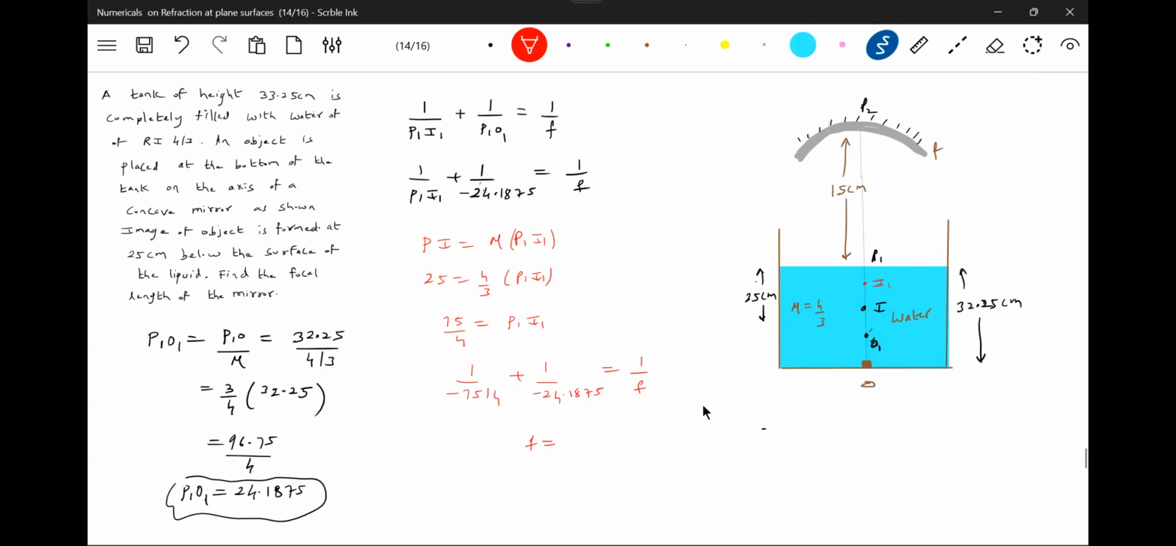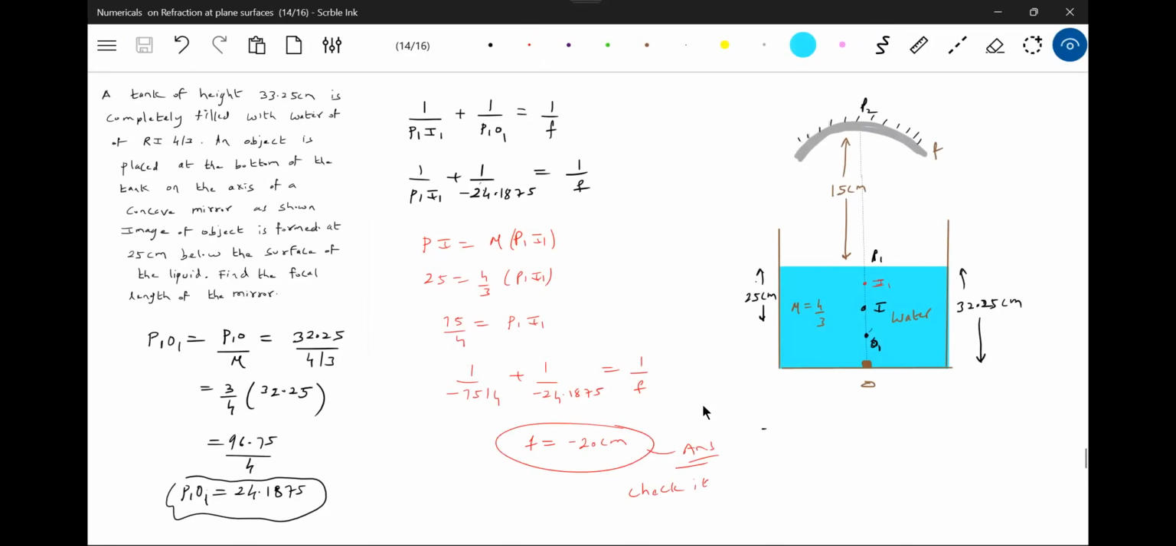Okay, this one, I'll give the answer. I just calculated it. Let me check the answer and tell you. I'm having the answer, it's always better to work it out. 20 centimeter. Check it out.